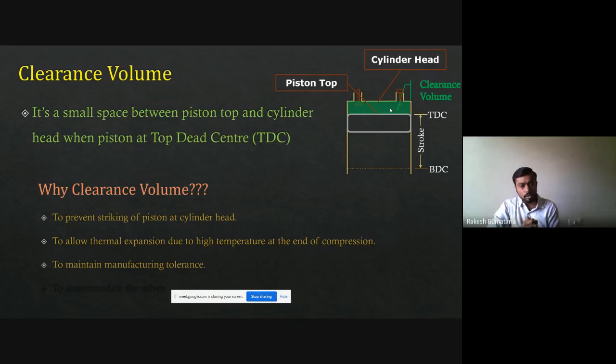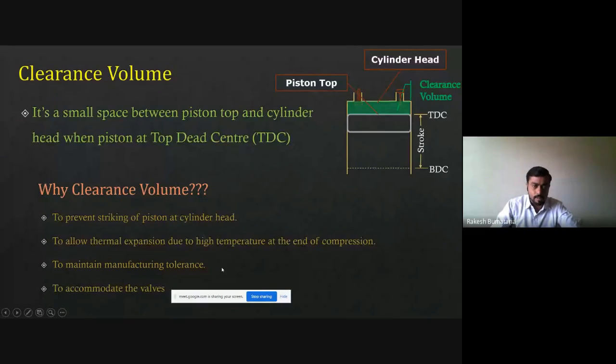It also accommodates manufacturing tolerances. If there are any manufacturing variations, there are also chances of contact between the piston and cylinder head, so clearance volume allows for those manufacturing processes. But the most important one is related to the valves. If we didn't keep clearance volume, then it is very difficult to operate the valve mechanism, because the valve is operated here only. These are the four main reasons for having clearance volume in a reciprocating air compressor.